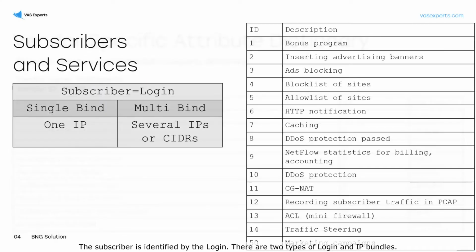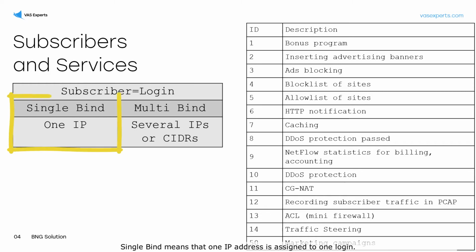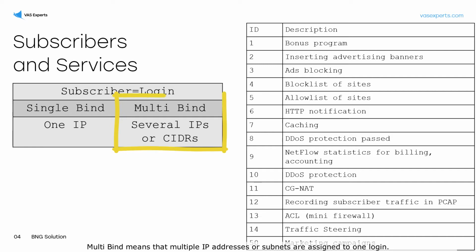The subscriber is identified by the login. There are two types of login and IP bindings. Single bind means that one IP address is assigned to one login. Multi-bind means that multiple IP addresses or subnets are assigned to one login. Assigning services and policies to a login means applying them to all IP addresses associated with the login.